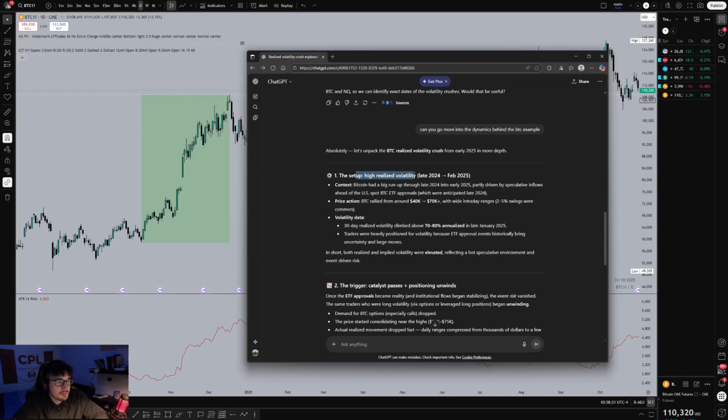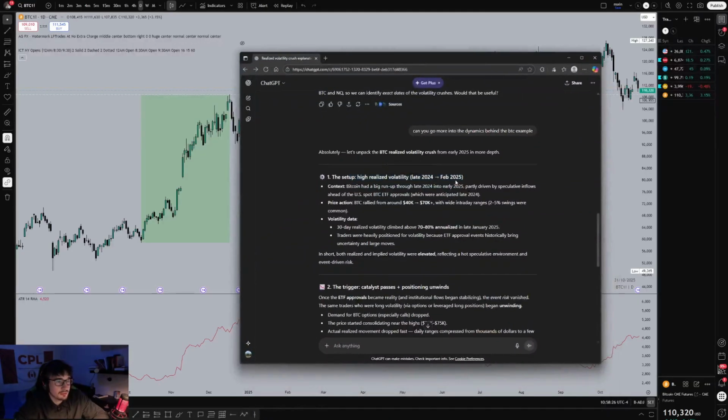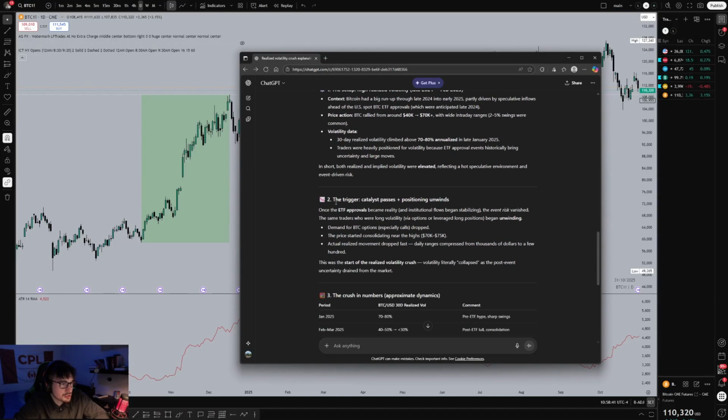It said that there was high realized volatility, so there was actual volatility in the market in late 2024 and February 2025. Speculation around Bitcoin ETFs. Now Bitcoin's being adopted. What does this mean for the model? For Bitcoin, everyone was wanting to get in. Some people started taking profits though, and there was a lot of volatility. So that's basically what that means. And then the trigger, people started unwinding their options. Demand for Bitcoin options dropped, and we started consolidating and being very calm.